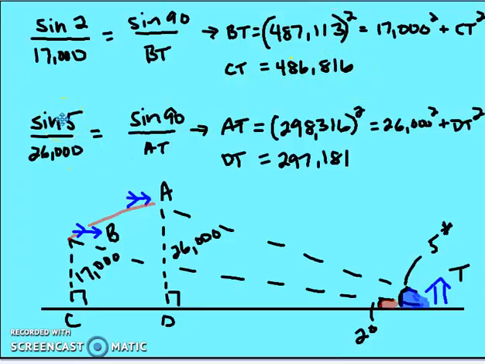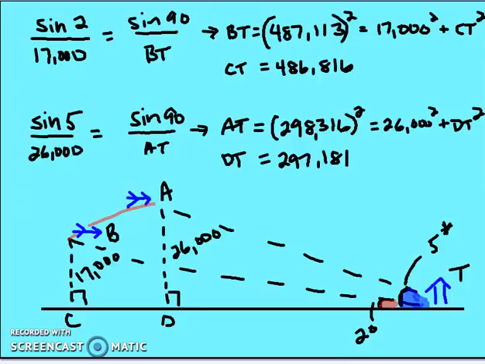Now we're going to solve for AT. Sine of 5 over 26,000 is equal to sine of 90 over AT. AT ends up being 298,316. We're going to find DT by using the Pythagorean theorem. DT ends up being 297,181. All right, so we have several ways to solve this. We can use BT, and we can use AT, and then we can use the difference between the angles here, and we'll have a side angle side component here, which we would use the law of cosines to solve.